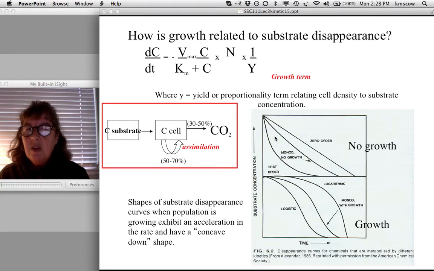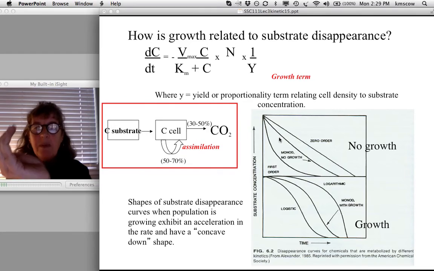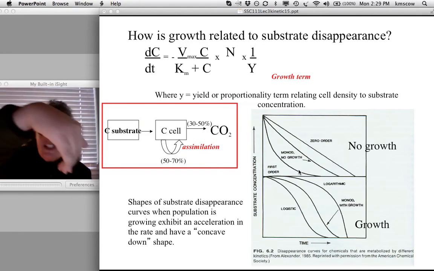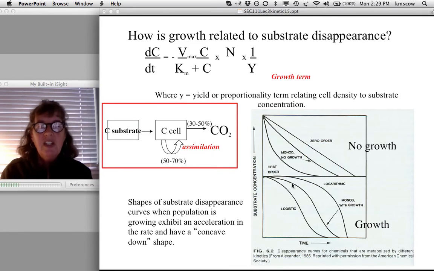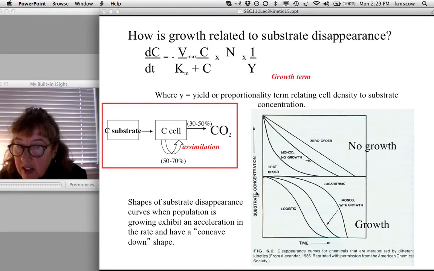In this case, you don't just have concave up curves or straight lines, like the no growth conditions, but you have concave down curves under the growth conditions, where you start out with maybe the rate isn't as high as it will ultimately be, because the organisms start out in low densities. They haven't grown up yet. And then over time, let's look at what happens to that rate, again, of substrate utilization under growth conditions.